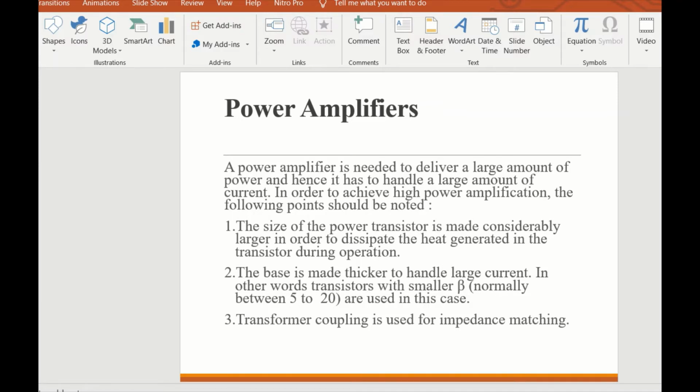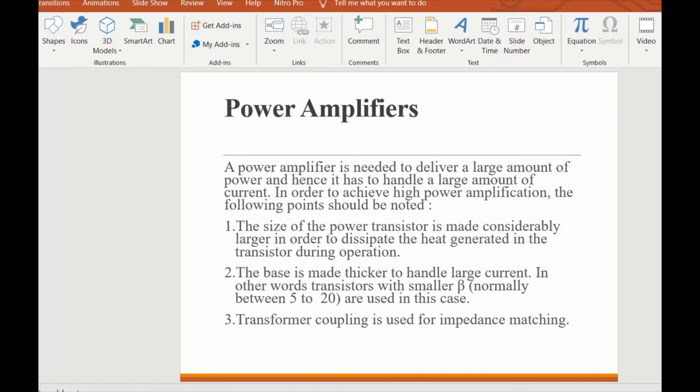So the size of power transistor is always made high compared to voltage amplifiers. Power amplifiers use power transistors. Since the current is high, in the range of amperes, heat is also generated in case of power amplifiers. To dissipate the heat, or reduce the effect of heat, a heat sink is always provided in case of power amplifiers. Moreover, in power amplifiers the base is always made thicker, so that it can handle large current.